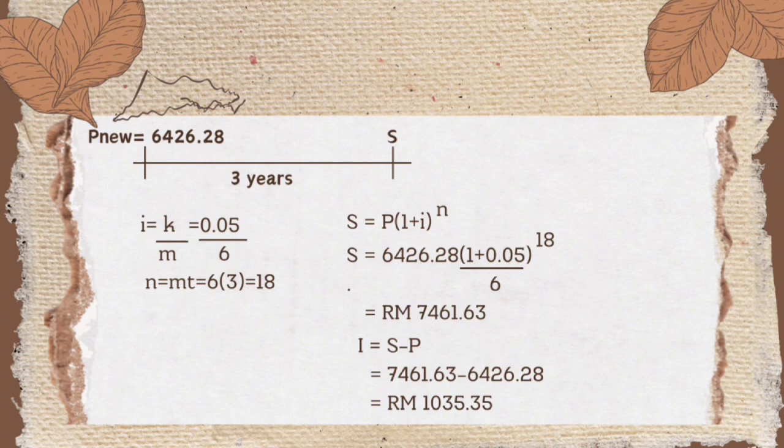The last question is to calculate the interest earned from his savings. The formula is I equals S minus 2P. We need to use S in situation 2 minus the new P that we found.